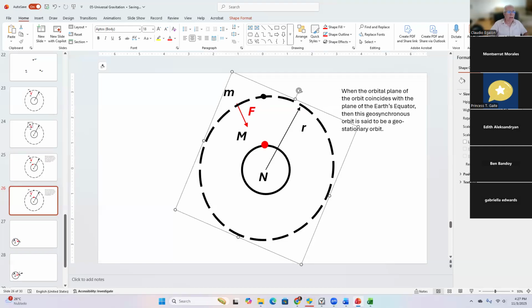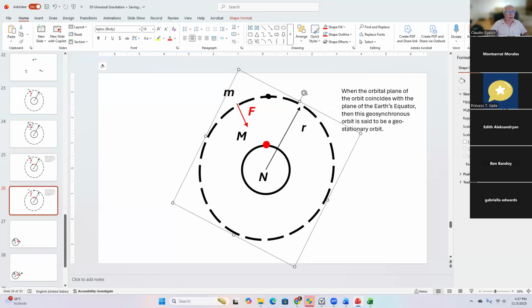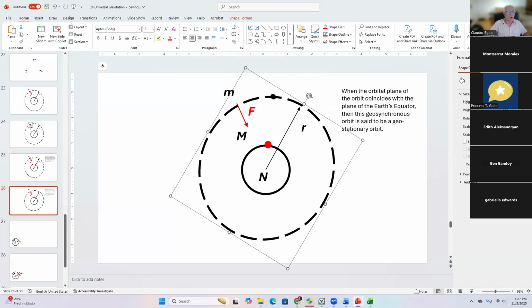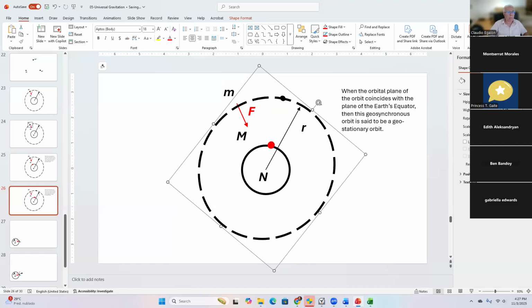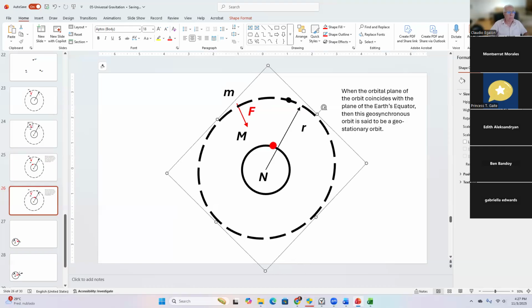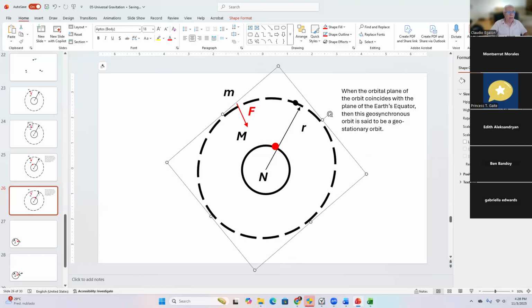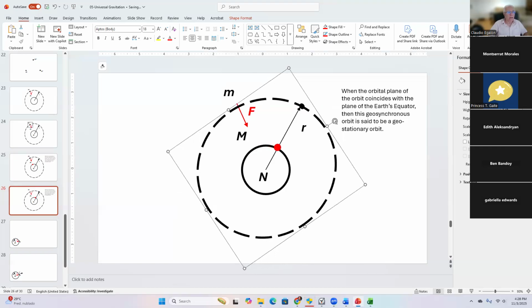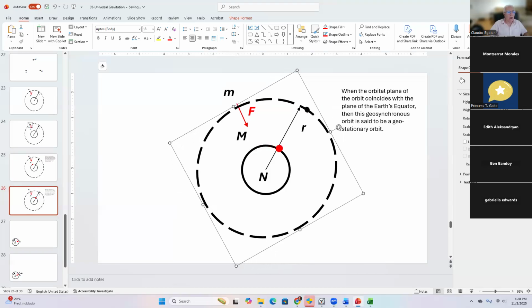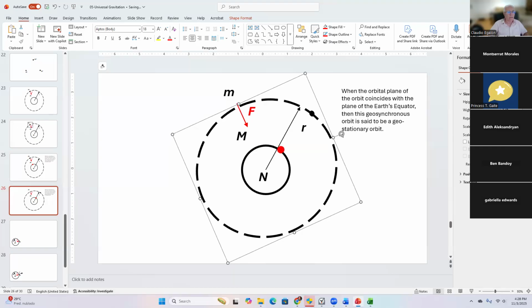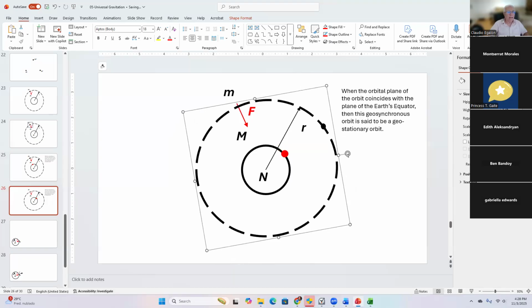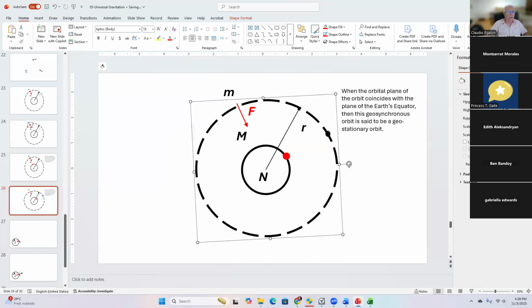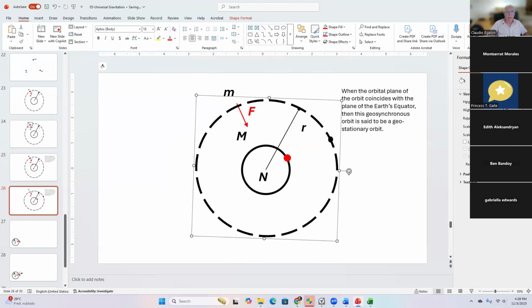That's what a geostationary orbit is all about, which is a type of geosynchronous orbit. Okay? Got the idea? The angular velocity of the satellite is the same as the angular velocity of the Earth. That's what this orbit is all about.